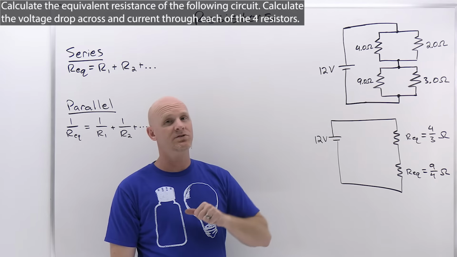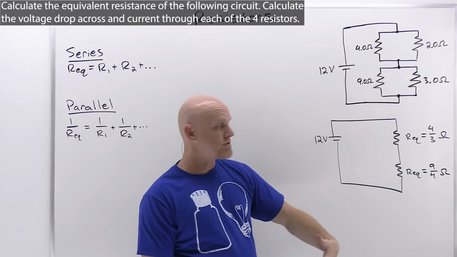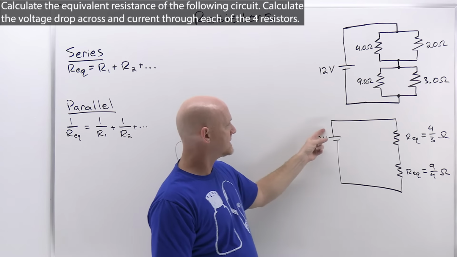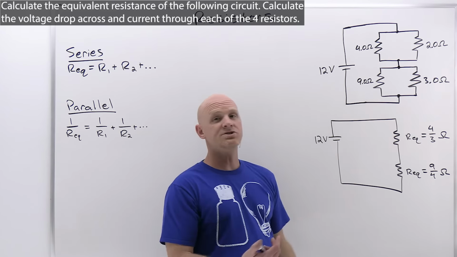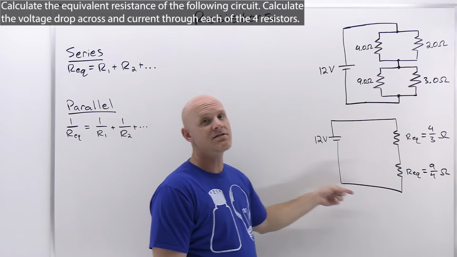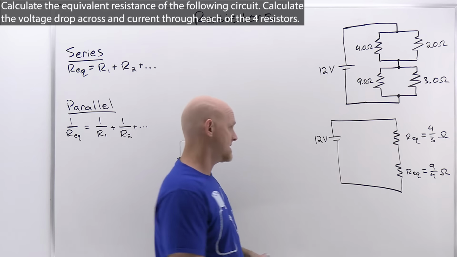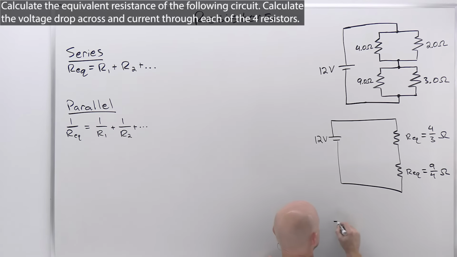Now we've reduced our circuit down, but notice we don't yet have just 1 equivalent resistance. We couldn't do it in a single step. So the question is, how do we reduce this down even further? As the current leaves our battery, it passes through this resistor, and there are no junctions. Any current going through this resistor has to go through this resistor. They are related in series. So now we're going to combine these in series to finally get down to a circuit with just a single equivalent resistance.